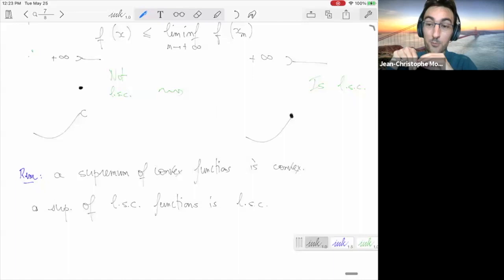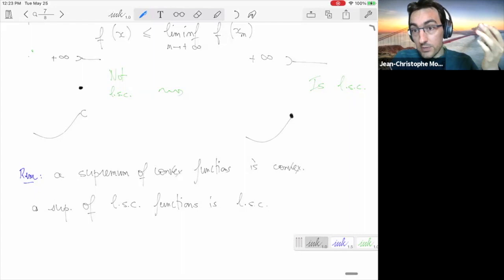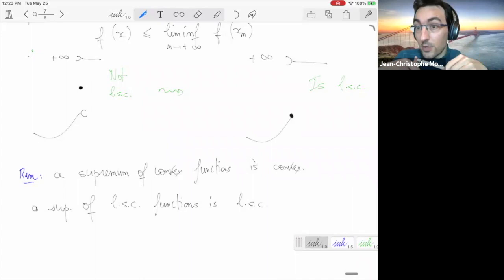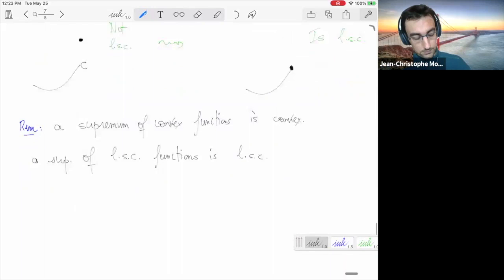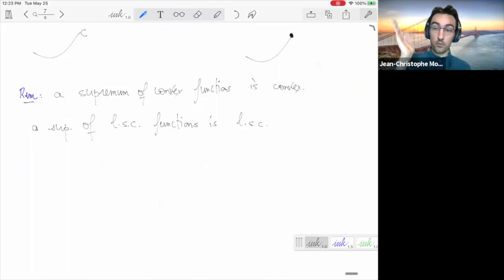As we stand here, I want to make this observation: if I ever manage to write a function as a supremum of affine functions, then this function will have to be convex and lower semi-continuous, because affine functions are convex and lower semi-continuous. And the surprising thing is that this is actually a sufficient condition. Any function which is convex and lower semi-continuous can be written as a supremum of affine functions. In fact, this is one geometric way to think about convex duality. So let me reintroduce the convex dual.